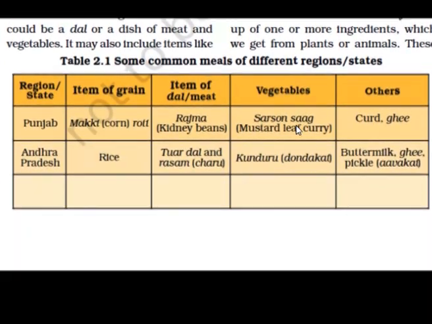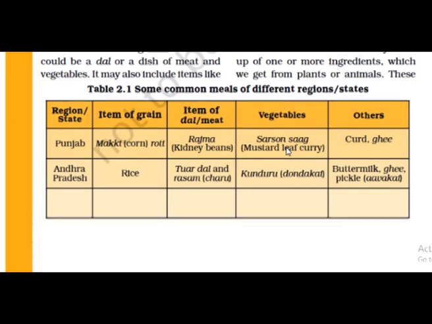Children, let us look at this Table 2.1. Some common meals of different regions or states of India. Regions like Punjab: Punjab people mostly eat makke ki roti, that is a corn roti, and rajma, kidney beans. In vegetables, they have sarson ka saag. Others, they usually prefer curd and ghee. In Andhra Pradesh, people use rice, tur dal and rasam. Their vegetable is kundu. They also have buttermilk, ghee and pickle.